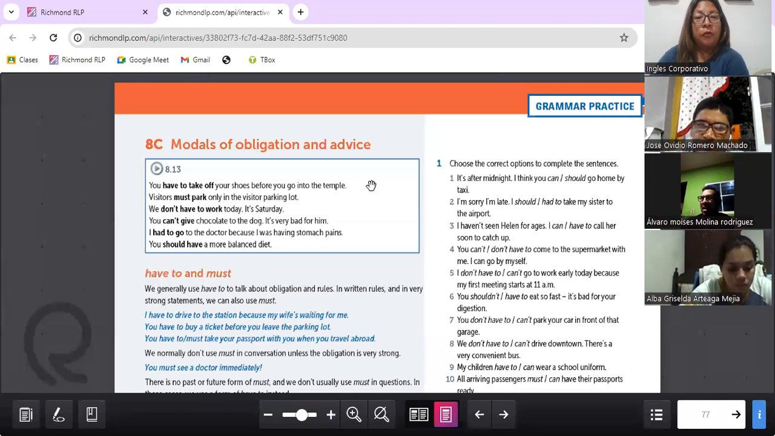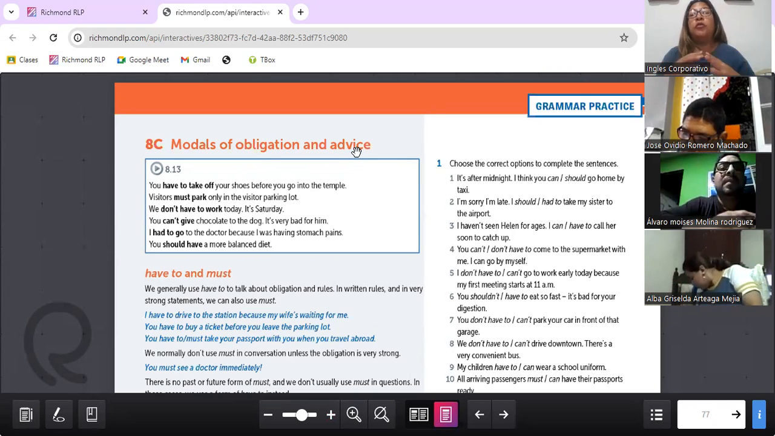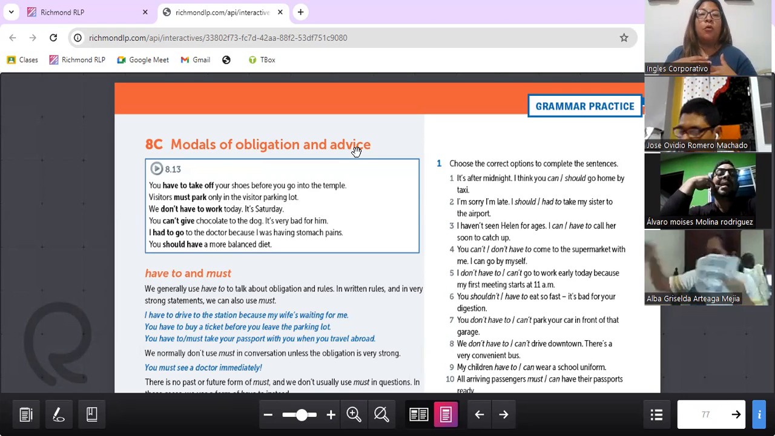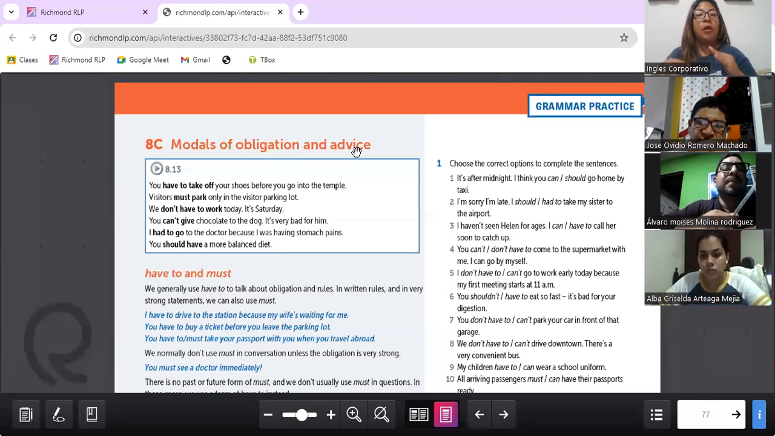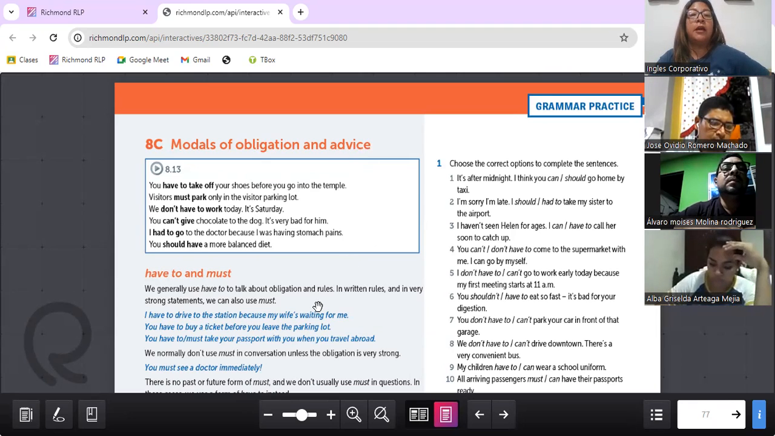Okay, we're going to focus today in modals of obligation and advice. Obligation is when you have to do something, algo que se debe de hacer. Estos modal verbs van como en categorías. Tenemos algunos que son strongest, que son los más fuertes, o las cosas que se deben de hacer sí o sí. Y hay otras que son obligación, pero podría ser o no. Y tenemos la última categoría que es una sugerencia, un advice, una opinión. Entonces vamos a ver cuáles serían los modals que entran en esta categoría.